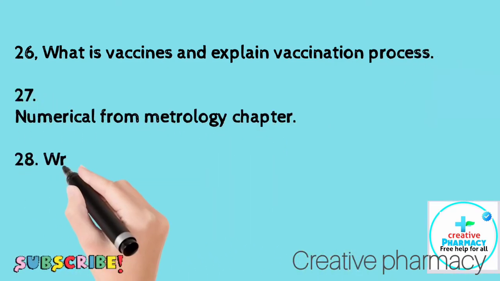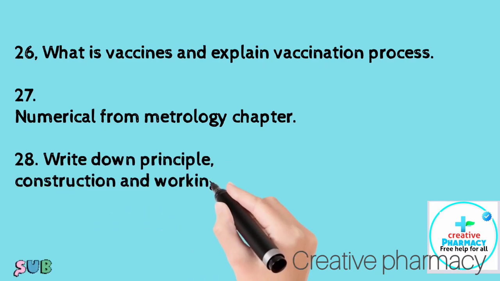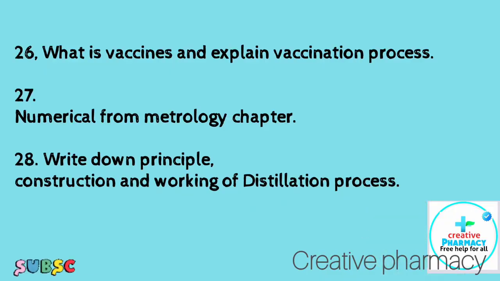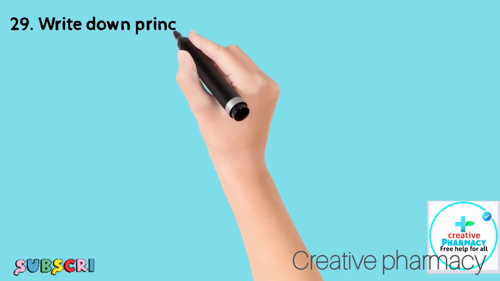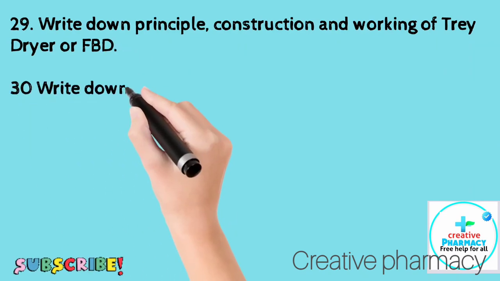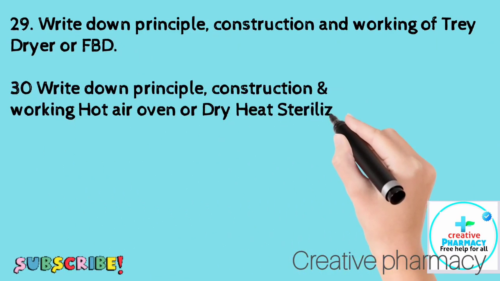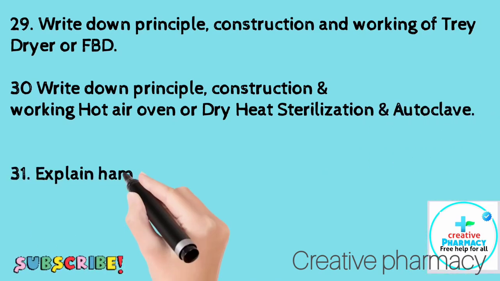27. Write down principle, construction and working of distillation process. 28. Write down principle, construction and working of tray dryer or FBD. 29. Write down principle, construction and working of hot air oven or dry heat sterilization or autoclave. 30. Explain hammer mill and cutter mill.